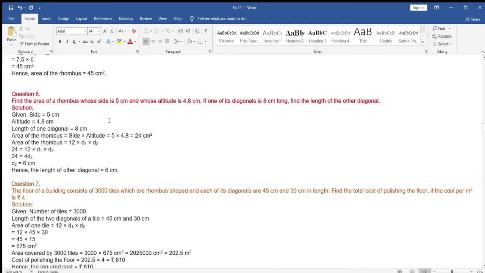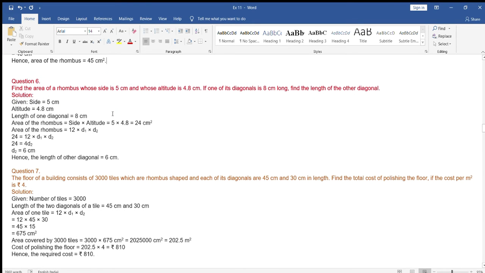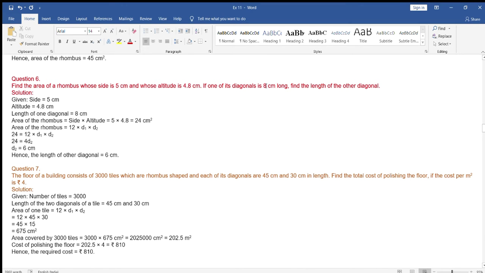In this, we have to find out the area whose side is given to us. Okay, side is given to us and altitude. Since one side is given to us, it means all sides are equal because it is a rhombus. Altitude is also given to us. One of the diagonals is 8, and we have to find out the other diagonal.